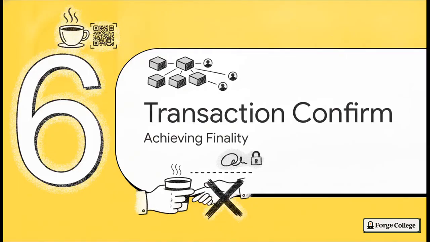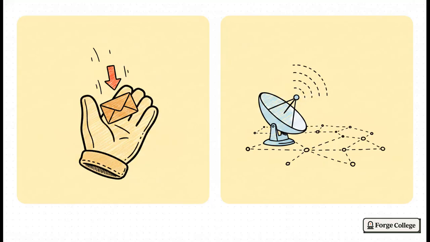Section 6. Confirming the transaction. But remember, just having a signature isn't quite enough. The barista can't physically hand over the coffee just because we have a cryptographic signature. We need true finality from the network.